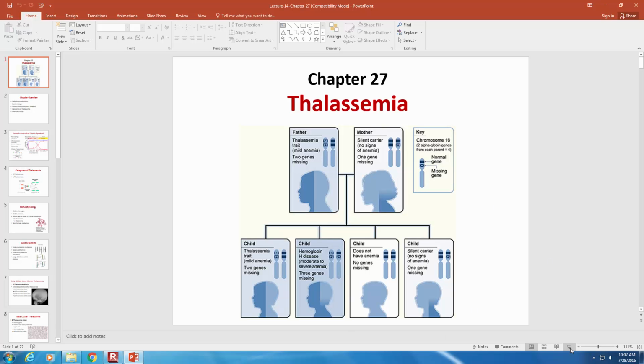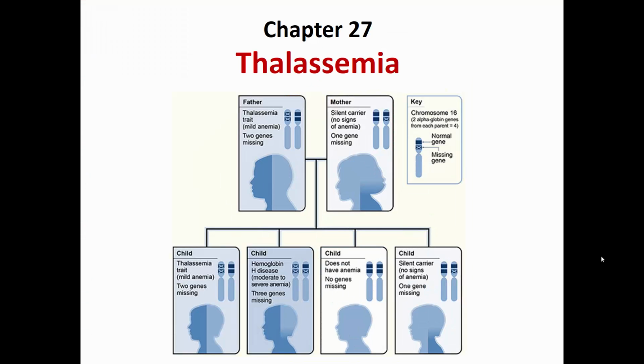The topic of discussion is going to be thalassemia. Fortunately, we have talked a lot about thalassemia already, so you have a pretty good idea what's going on. Let's go ahead and refine what we know about thalassemia.